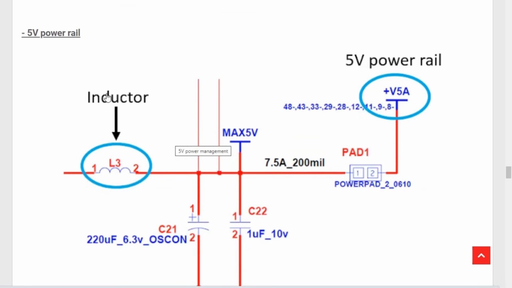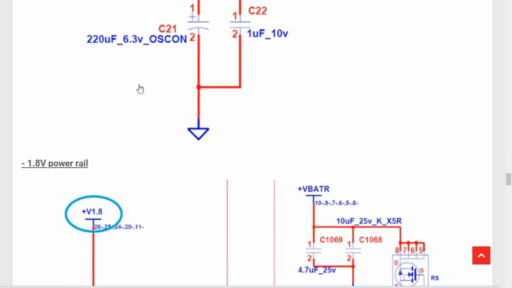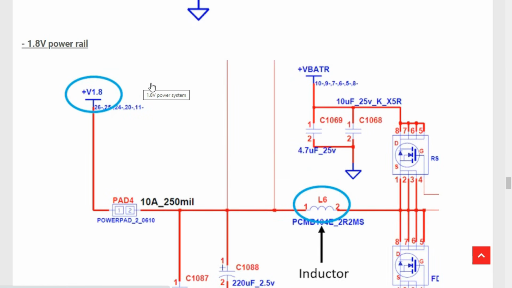So let's check another power rail. We have here the 5-volt power rail, as you can see. Here we have the 5-volt power rail connected to the inductor. Okay, so at the inductor, you will find 5-volt here and 5-volt here. You can never find an inductor connected to the ground.